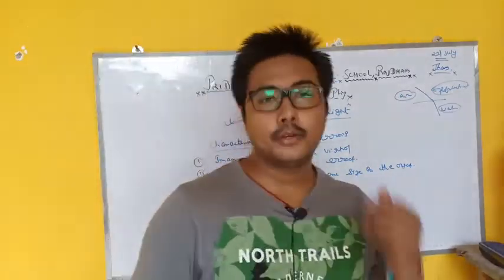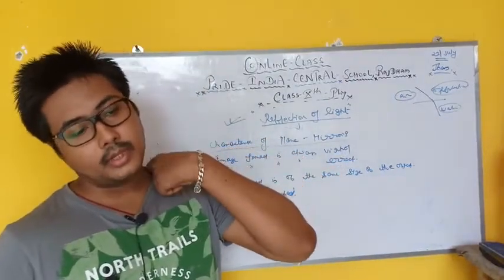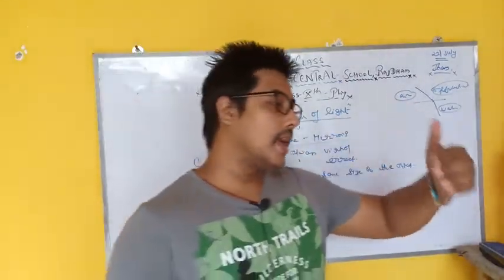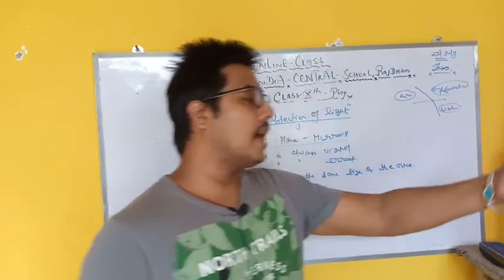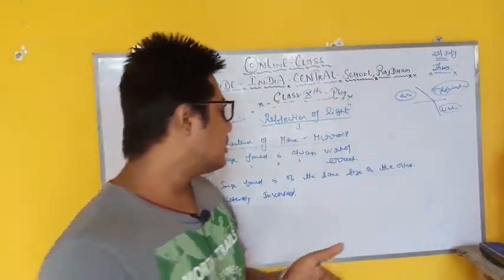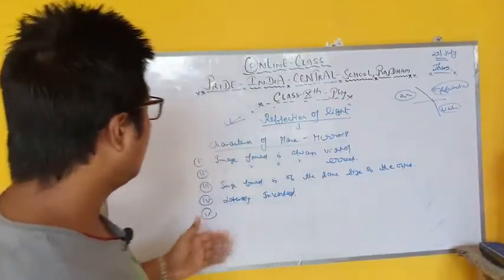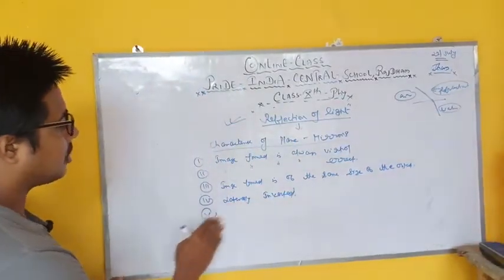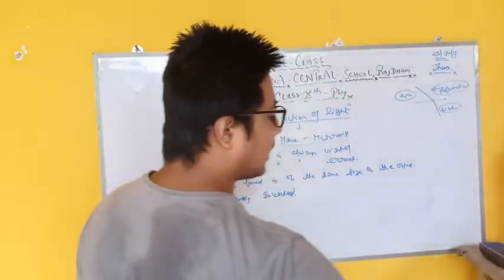It means the right will appear to be left and the left will appear to be right, and the image formed will be at the same distance behind the mirror as the object is in front of the mirror. Okay, so these are a few characteristics of the plane mirror.